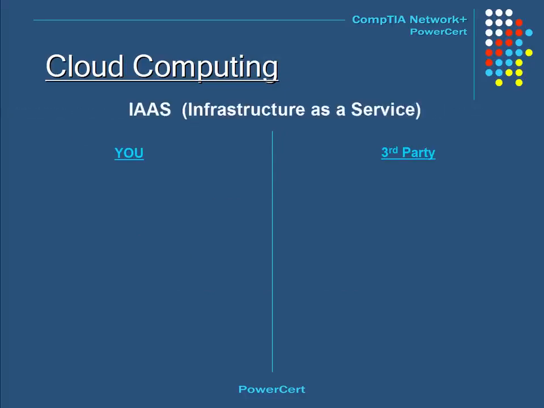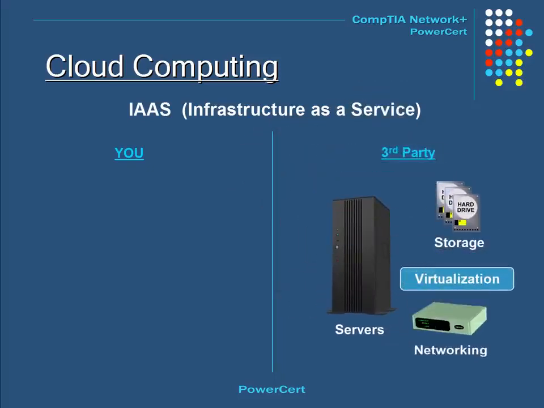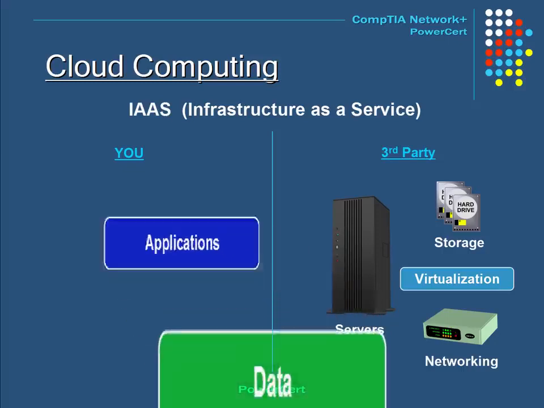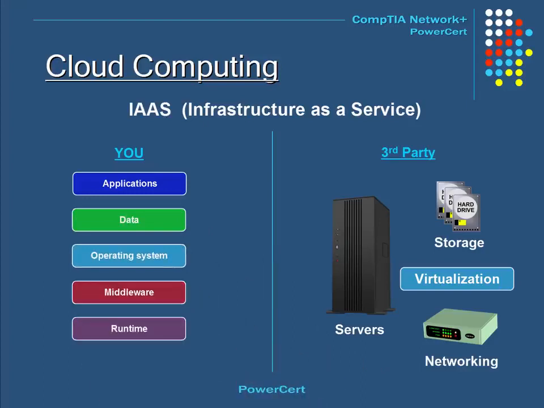So the first one is Infrastructure as a Service. This type is basically when you're going to let the third-party vendor manage a portion of your business, which is going to be the hardware portion. The third-party vendor will manage the servers, storage, virtualization, and the networking portion. You, on the other hand, will still have control over the software portion, such as the applications, data, operating system, middleware, and runtime. A good example of IaaS would be a web service company like Amazon Web Services.